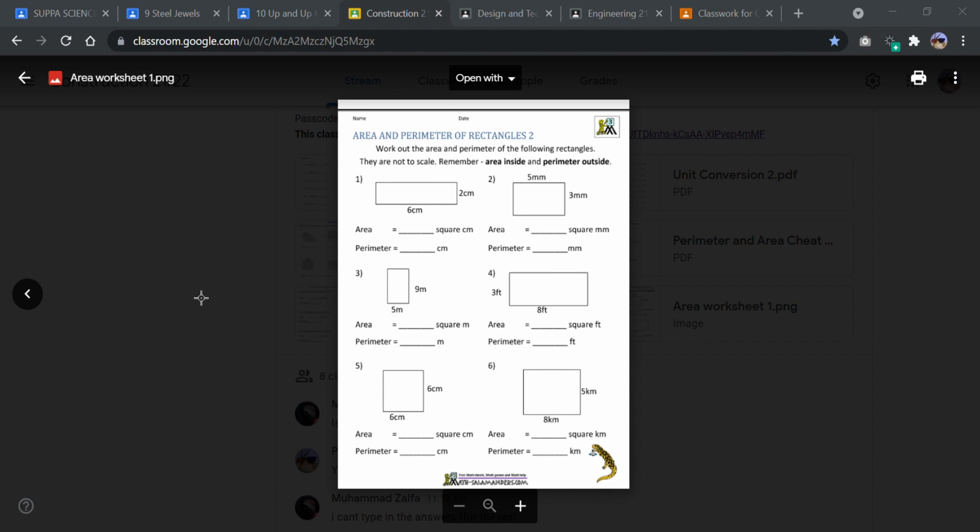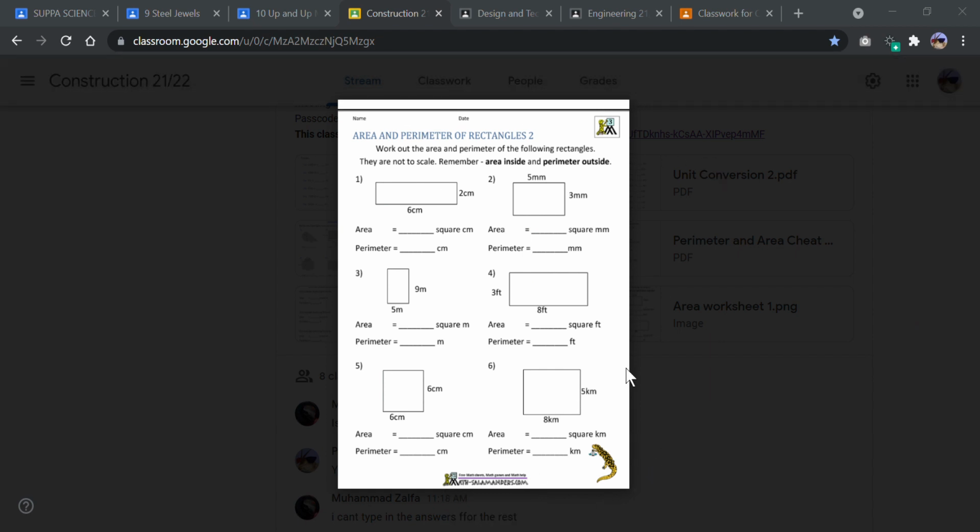All right, so now work out the area and perimeter of each of the following rectangles. They're not to scale. Remember, area inside and perimeter outside. So what perimeter is? Does anyone know what perimeter means? The space around a shape. The distance around a shape. Not the space, but you're on the right track. I definitely know what you mean. Distance.